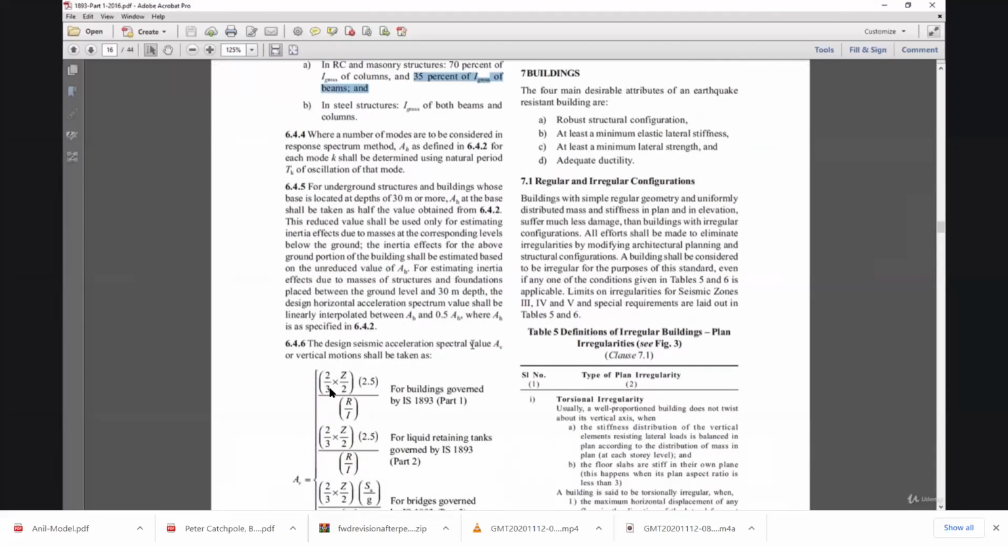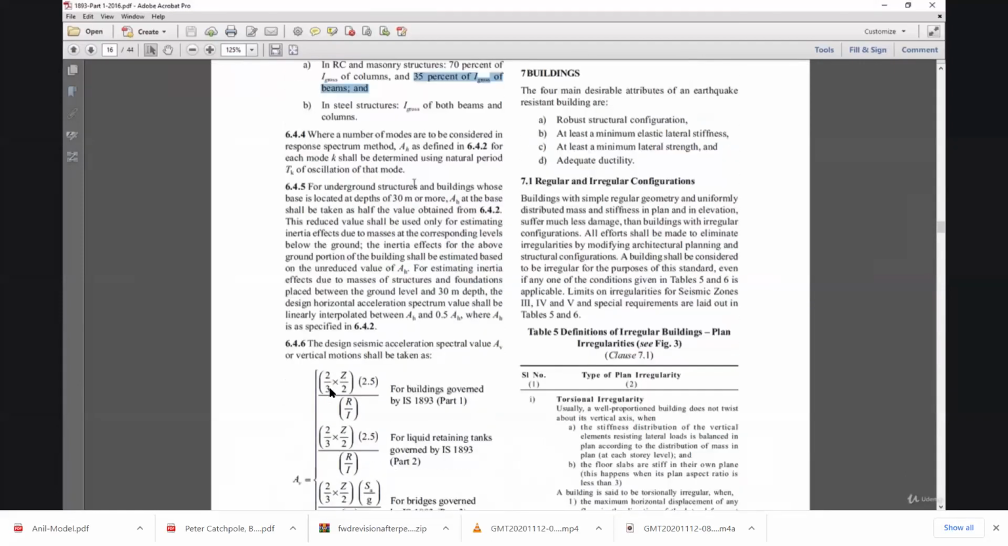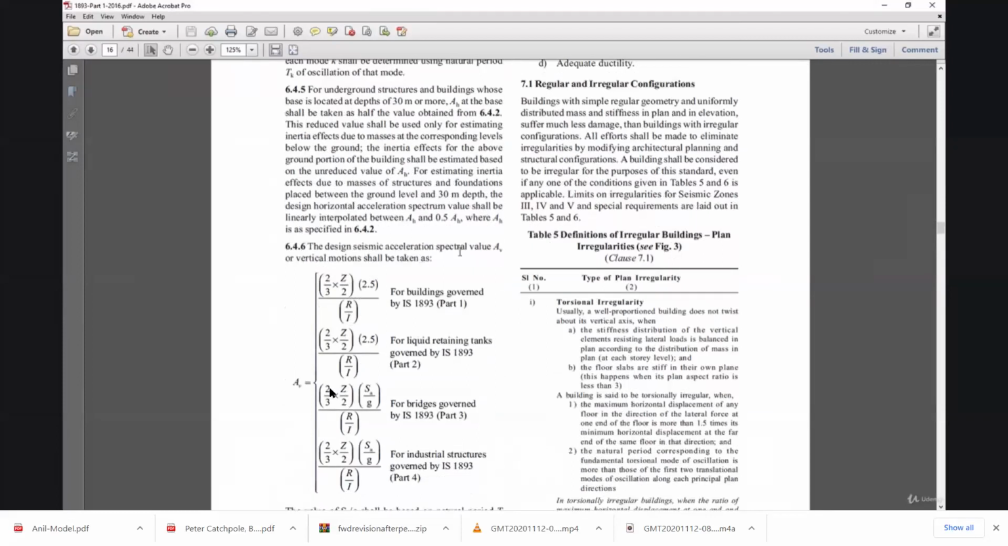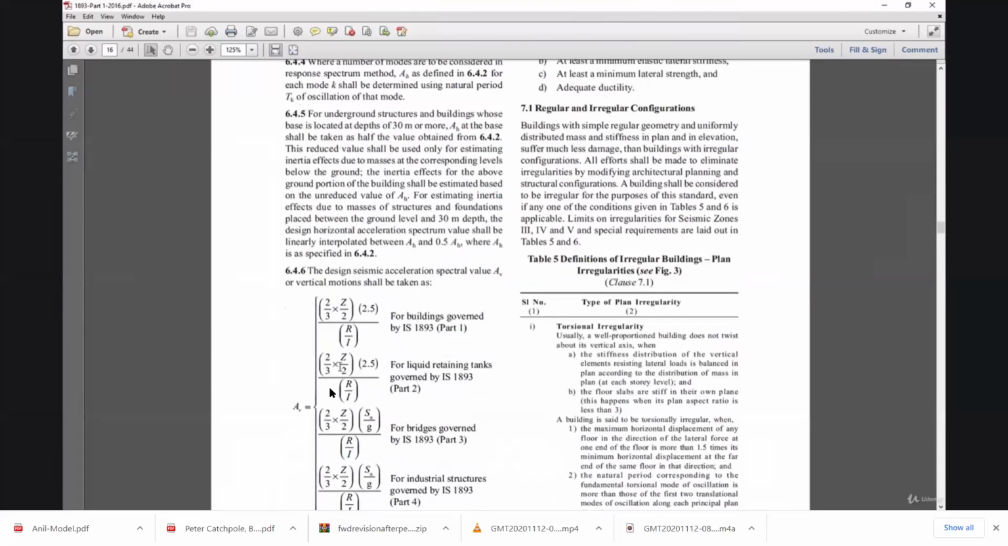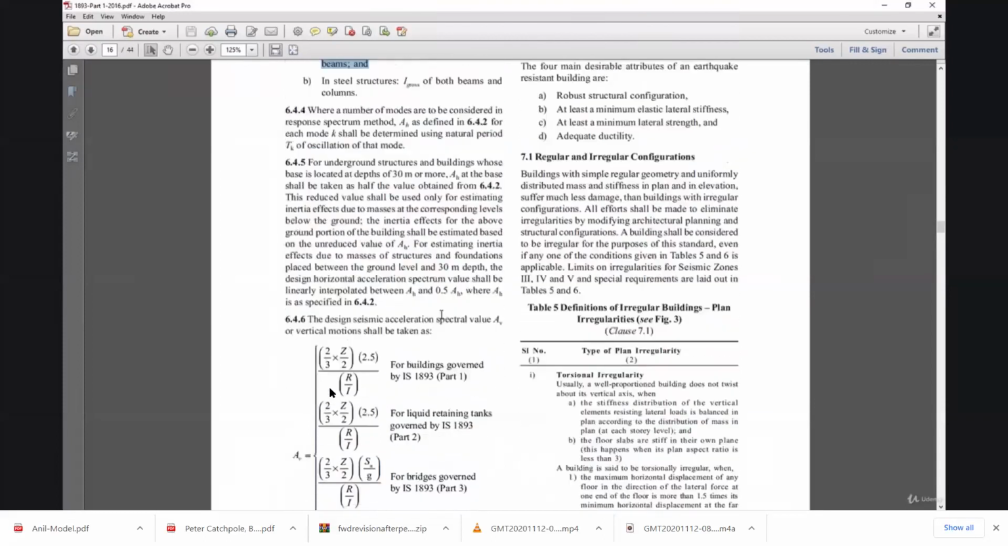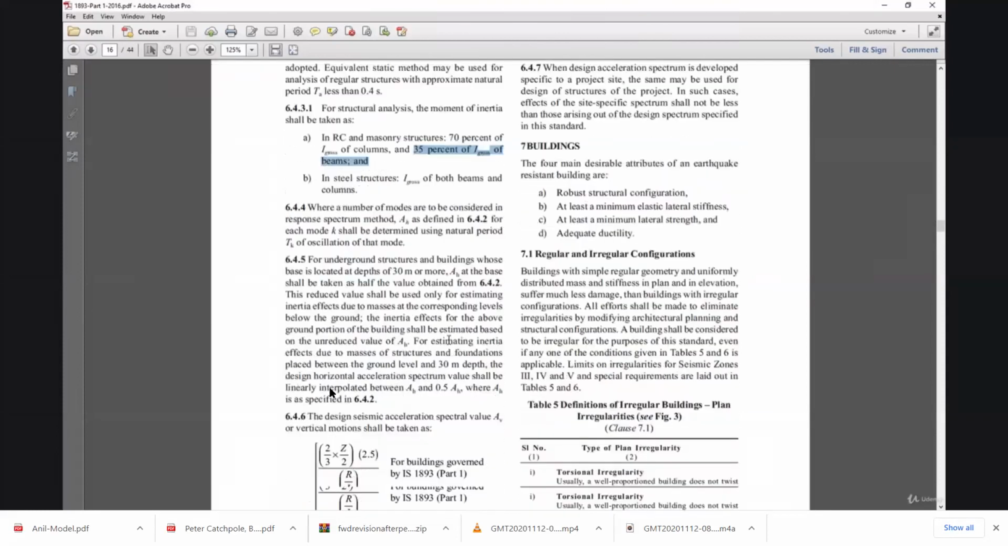And this is the case for vertical earthquake, that is AV. The code has guided us that design horizontal spectral value AV for vertical motion shall be taken as 2 upon 3 of whatever we were doing for the horizontal forces. How we will accommodate this or how we will calculate this, that I will tell you in the real example.